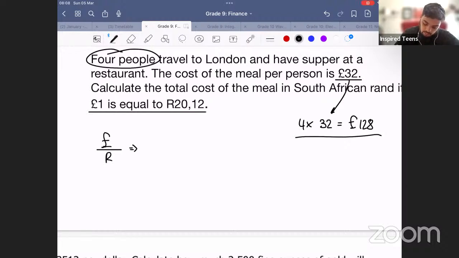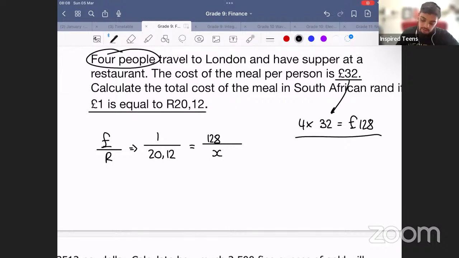This is equal to 1 over 20.12. And then I want to keep it constant. So when I create my equation, sorry, I want to put the pounds on top and the rands at the bottom. Do I have the pound amount? Yes, I do. It's 128. Do I have the rand amount? No, I don't. I'm going to call that X.